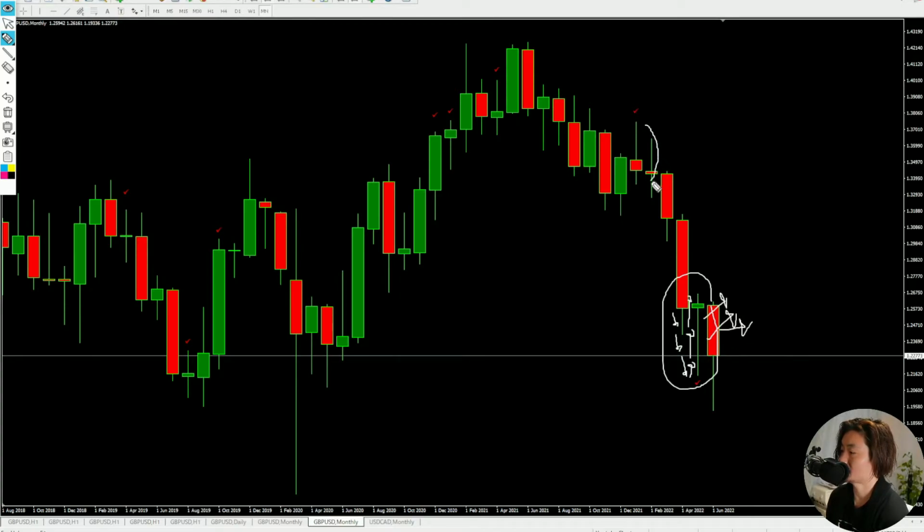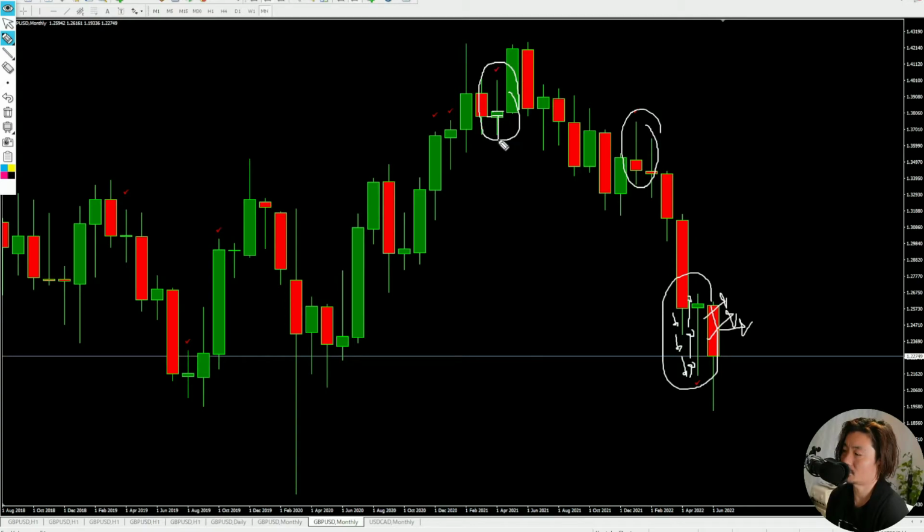Then we have a hammer to the downside right here. So this month was a hammer month. And really just by looking at this candle, you could basically get an idea of what happened in that entire month, if you know the basics of candlesticks and the basics of reading price. Then we have a doji right here on this month.